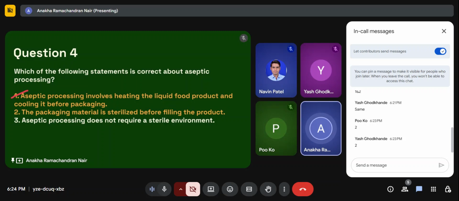The statement that aseptic processing does not require a sterile environment is incorrect. If it is done in an environment which is not sterile, then even if you have sterilized your packaging material and the liquid, there are chances that microbes will still go from the environment to the packaging and the liquid, and therefore the aseptic process is not complete. Right? Is there any doubt in this question?